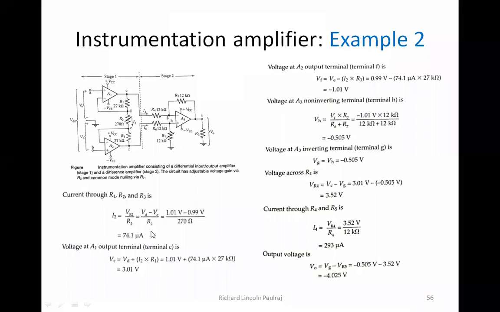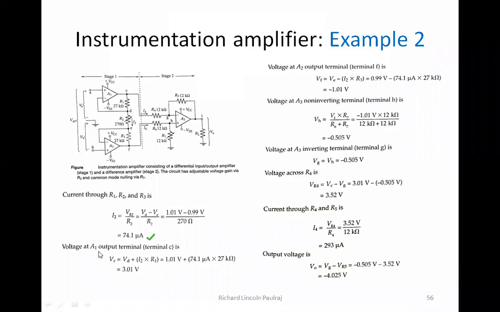1.01 minus 0.99. We're going to have some value. So that's about 0.02. Divide that by 270, right? So are we getting this value, students? Please respond. Yes, sir. Okay, so we are actually getting about 74.07. So I approximated it to 74.1 micro.